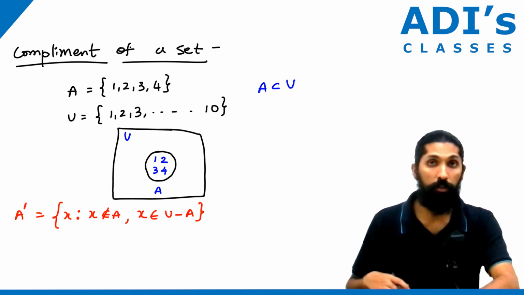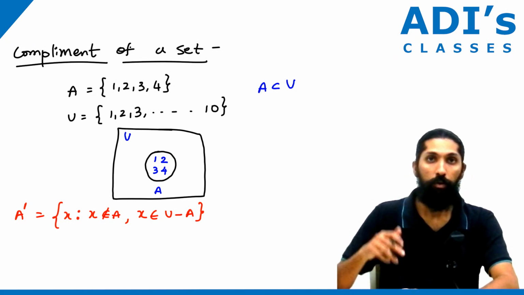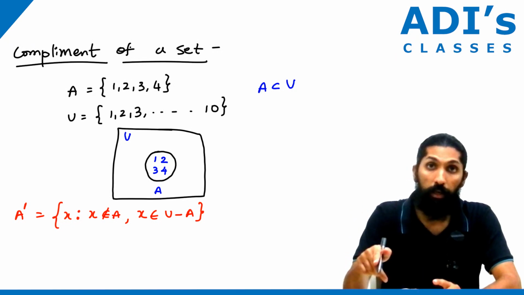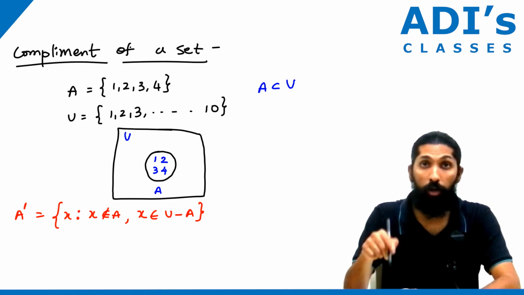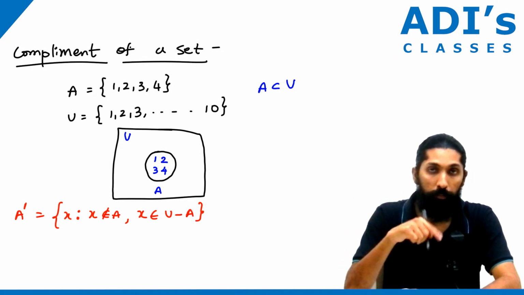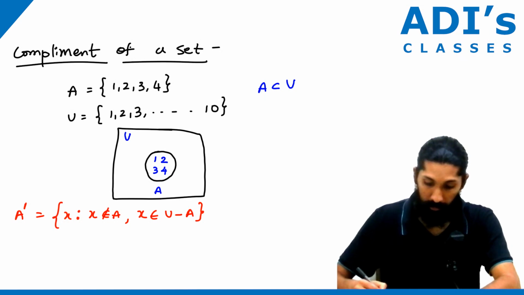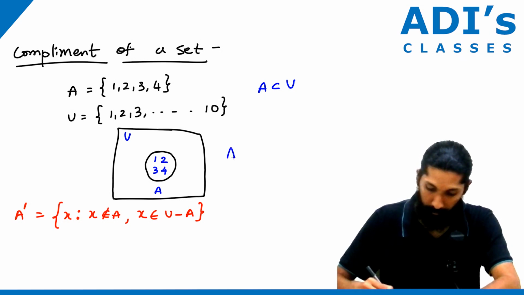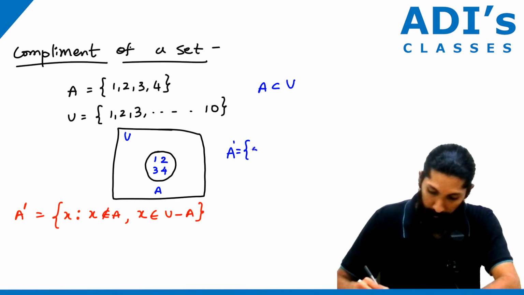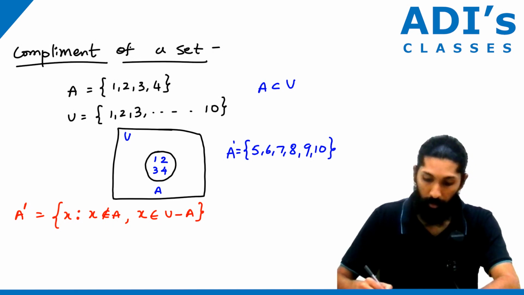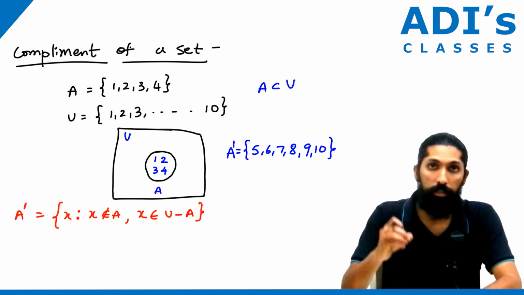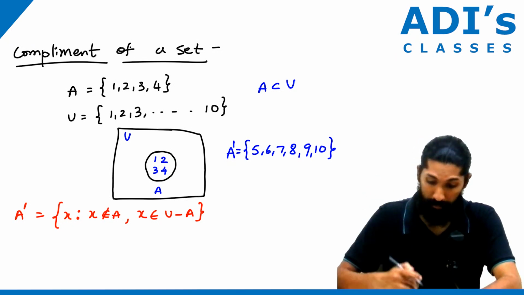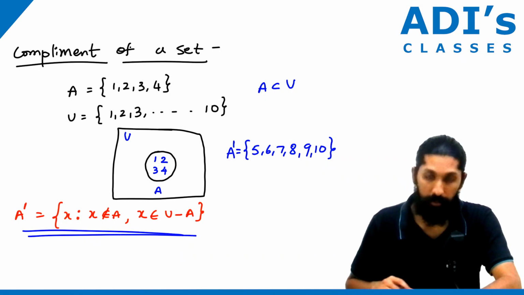Now for this particular example, you have U, which is from 1 to 10, and A is 1, 2, 3, 4. Correct? The elements which are in the universal set but not in the given set, that is nothing but the complement of a set. In other words, here A complement becomes 5, 6, 7, 8, 9 and 10. This is A complement, or you can also call it A dash. Okay, this is the definition of the complement of a set.